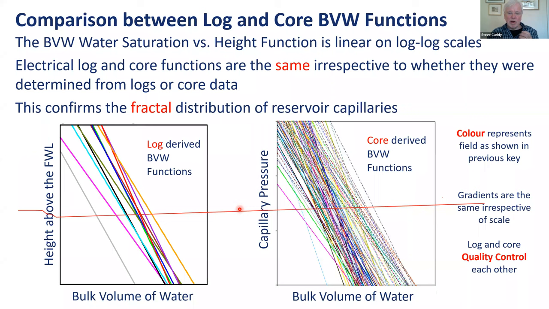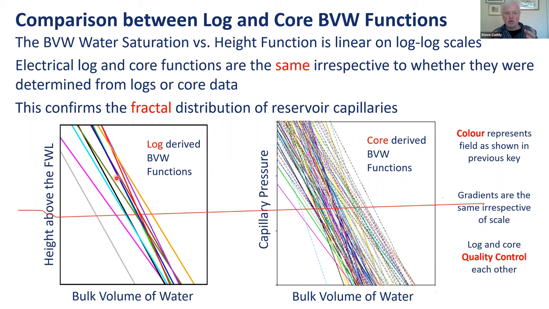Now these are core plugs, which are the size of matchboxes. These functions here are derived from these fields from all the data from the free water level to the top of the reservoir. So these are massive pieces of rock, where these are small pieces of rock. Now the functions are the same irrespective of whether they're determined from logs or core. Each of these lines here on the right represents a different core plug, and each of these lines on the left represents a different field. So it's just one line for each field.